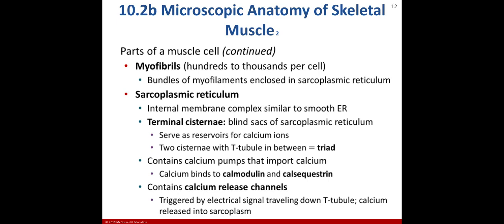This sarcoplasmic reticulum is going to be where you have calcium pumps that bring calcium in. It's not incredibly important that you know this next step, but calcium is going to bind to calmodulin and calsequestrin. And then basically, there will be release channels, and they are triggered by electrical signals moving down the T-tubule. And the main thing that will happen is the calcium that's been held onto will be released into the sarcoplasm.